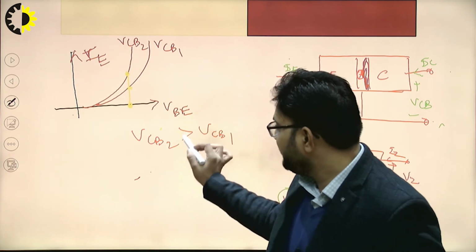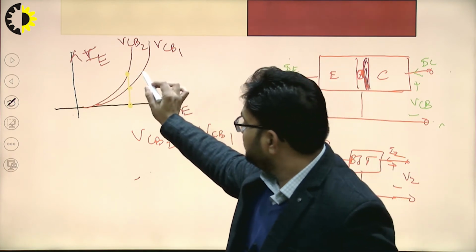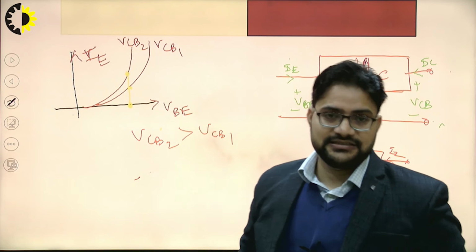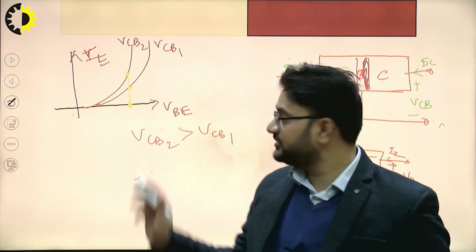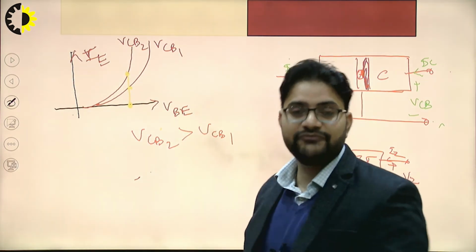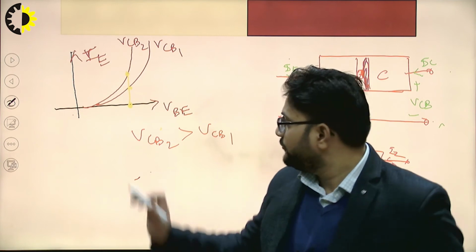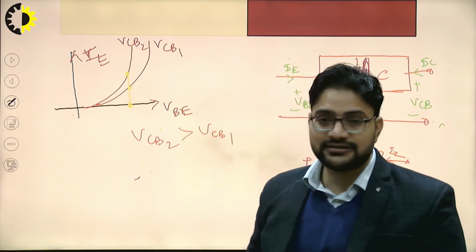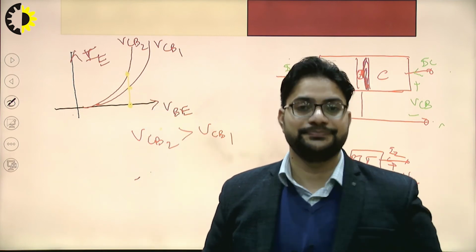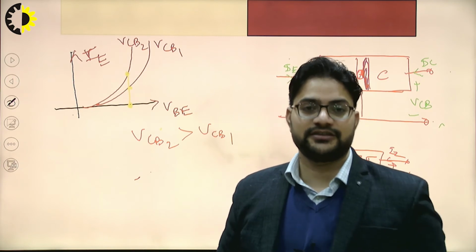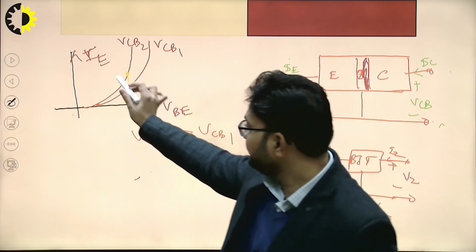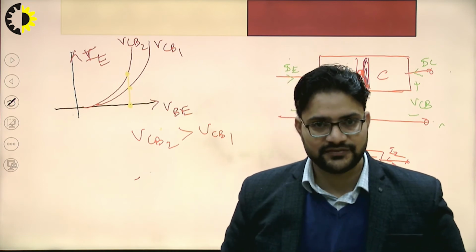So this is due to the early effect. Due to this early effect, the characteristics, that is the input characteristics, will shift towards the left hand side. For a lesser value of VB, we will get a larger value of IE due to the early effect. So this can be seen from the input characteristics.